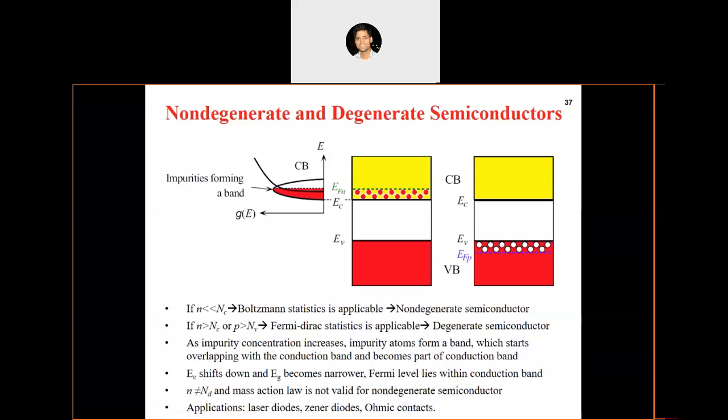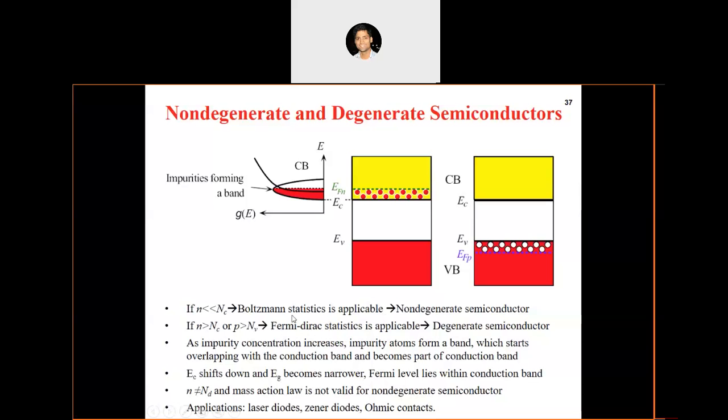When the charge carrier concentration is larger than the density of states, there is a reasonable probability that electrons can occupy the same states, which is actually not possible, right? According to Pauli's exclusion principle, two electrons cannot occupy the same electronic state. So in that case, we need to follow the Fermi-Dirac statistics.